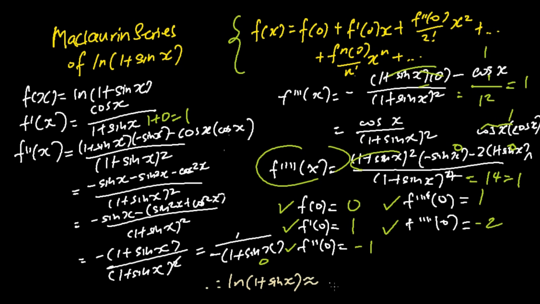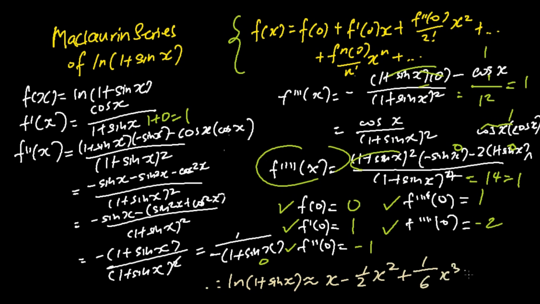f(0) is 0, so we do not write anything down. f'(0) is 1, so 1 times x is x. f''(0) is -1, so -1 divided by 2 factorial is just negative half, and x squared. How about my x cubed? My x cubed would be substituting 1 into the f'''(0) divided by 3 factorial, so 3 factorial is 6, and then we have x cubed.